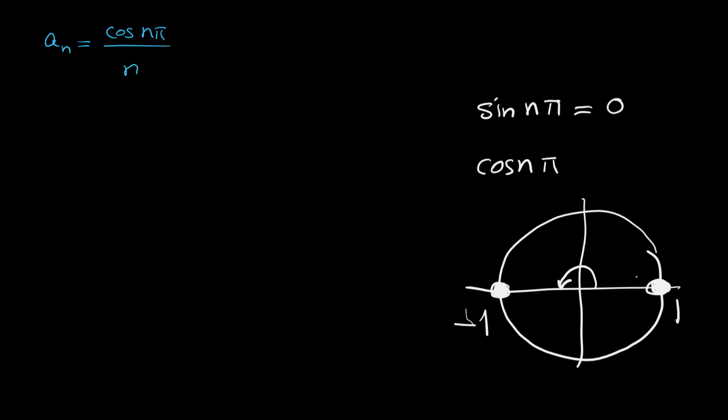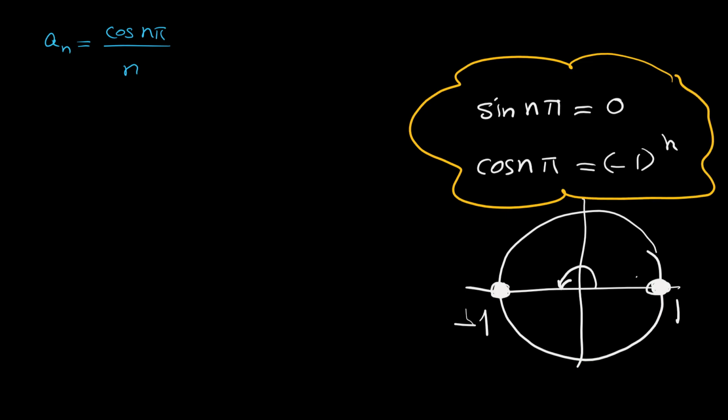This should remind you of a famous sequence. What is the sequence that is -1, then 1, -1, 1, and so on? Yes, -1 to the n. So we have this important relation. Sine of n pi is always 0, but cosine of n pi is either -1 or 1. And you can find its value based on this formula. Cosine of n pi is exactly the same as -1 to the n.